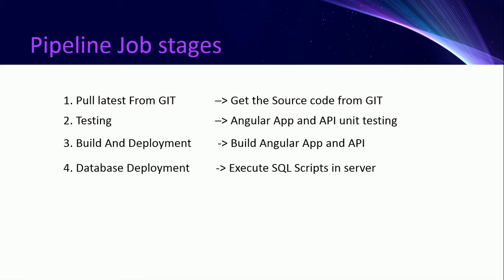Second stage is testing. In this testing, I'm going to test the Angular applications. Testing means I will execute the test cases that the developer has written in that Angular app, as well as the test cases written for the web API in that application. Today I'm going to execute the test cases within the testing phase. In the build and deployment stage, I build the Angular application as well as the API applications. After building, it will generate the artifacts in the corresponding destination location.